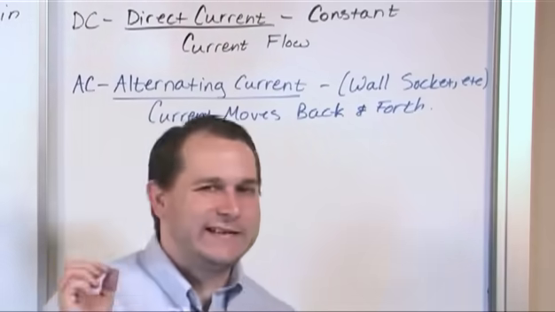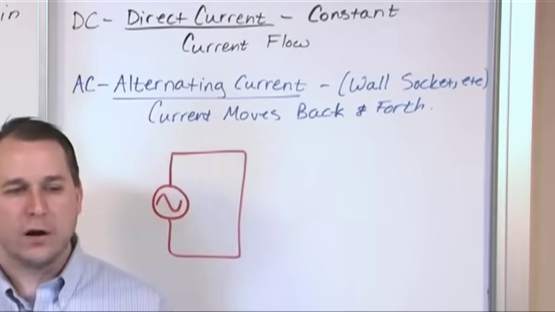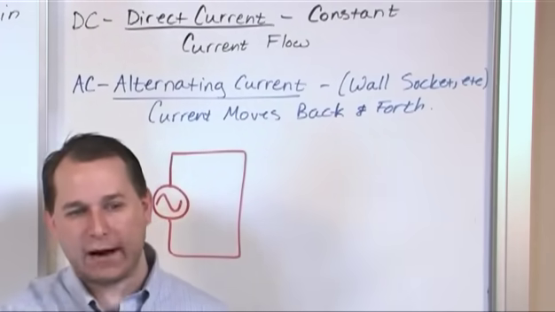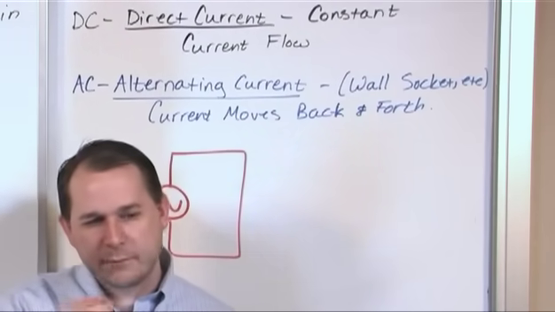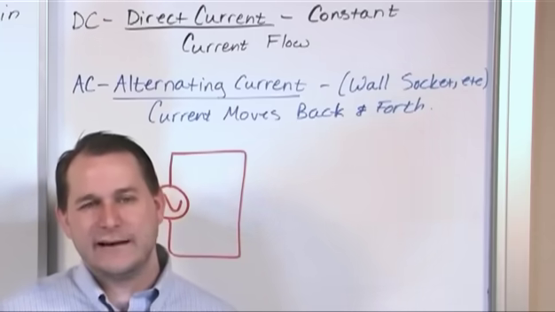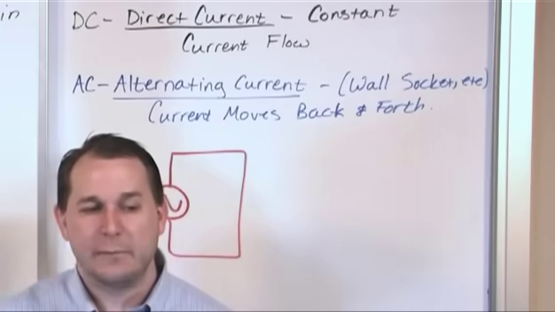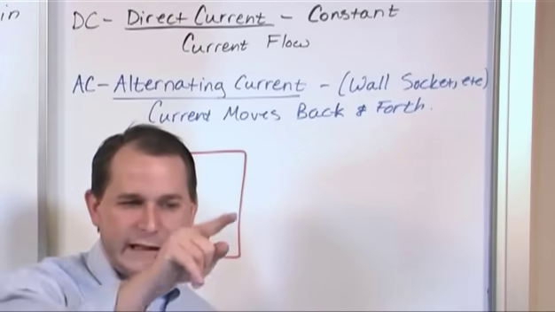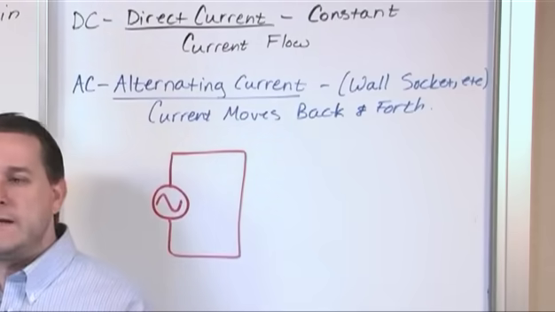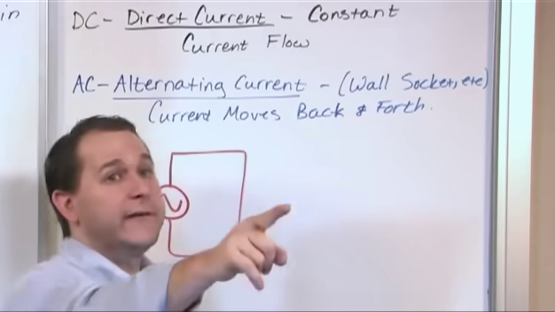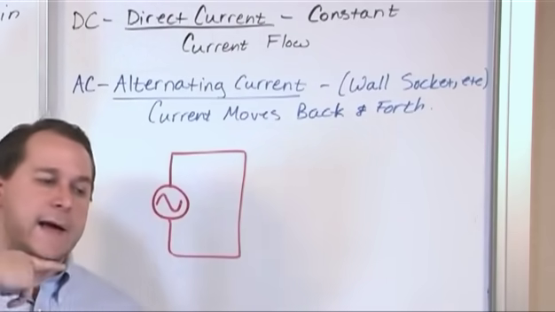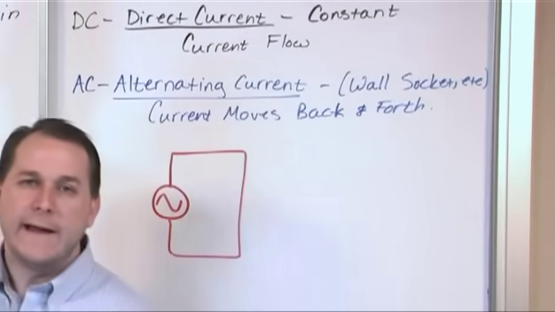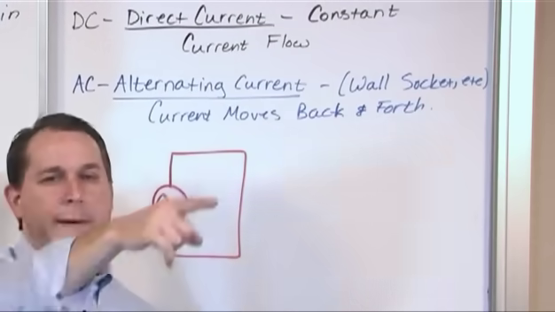If you could actually see the electricity coming out of your wall, like I'm looking at a plug right now over there, everybody realizes there's electricity coming out, but if you could see it, you would see the electricity racing out, slowing down, going right back into the wall and coming out the other way. It alternates back and forth, back and forth.